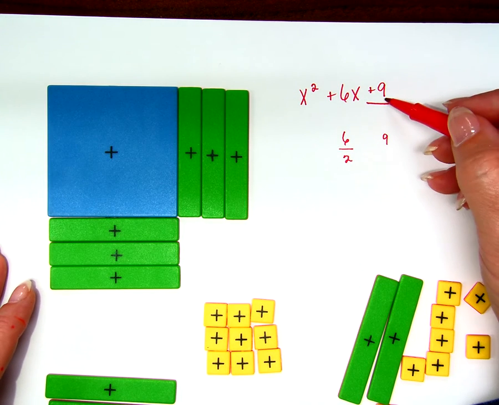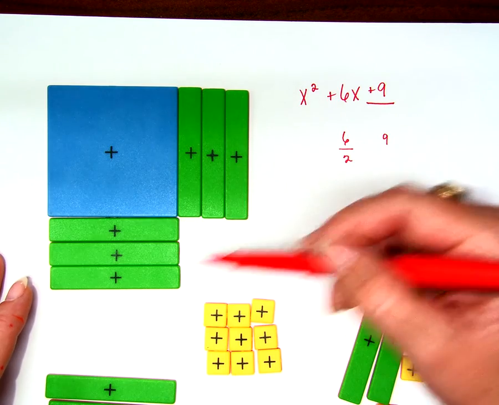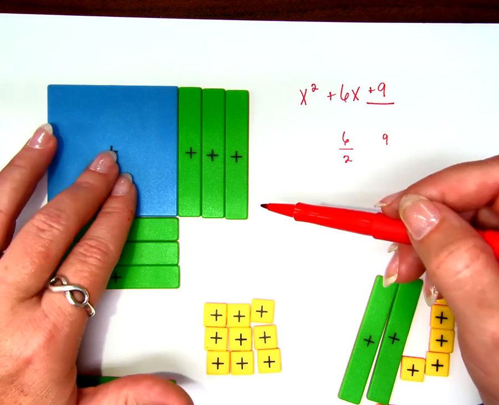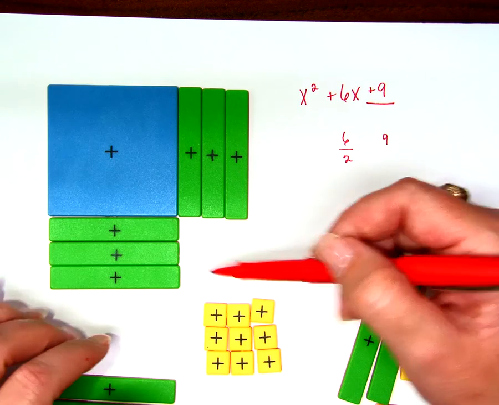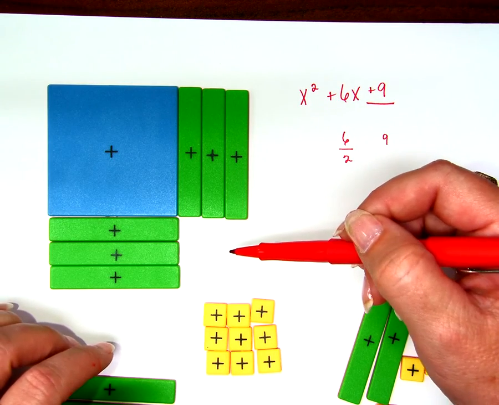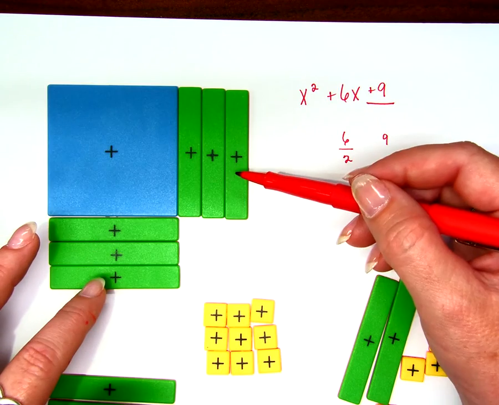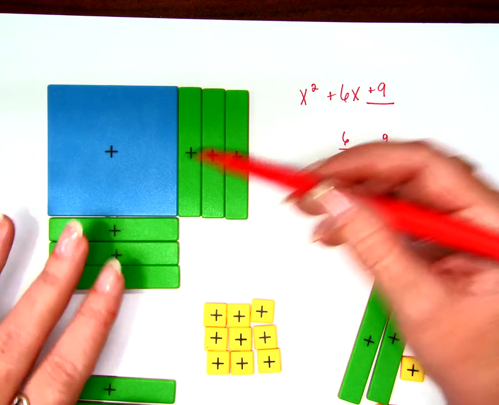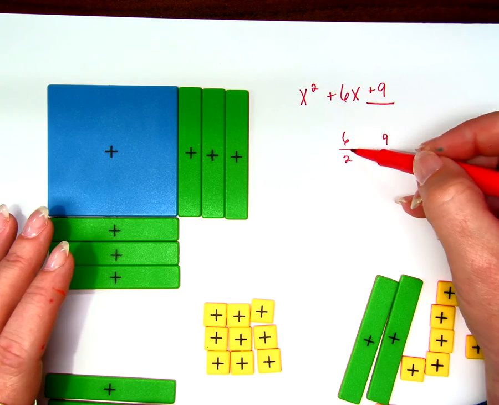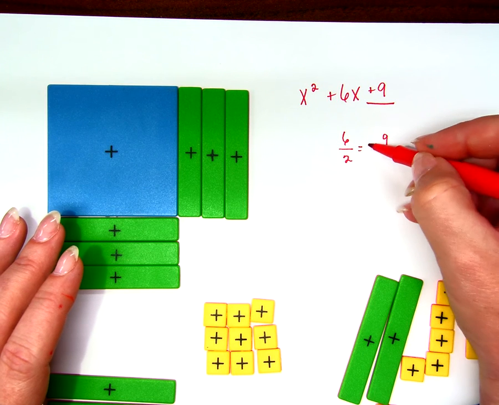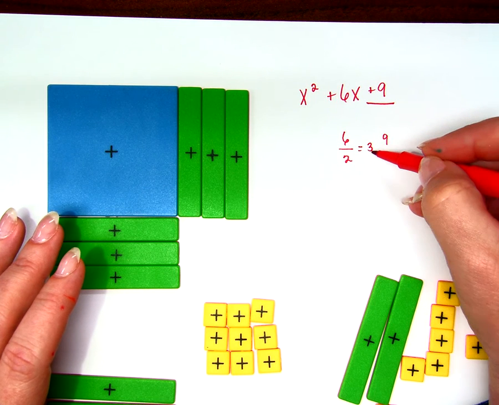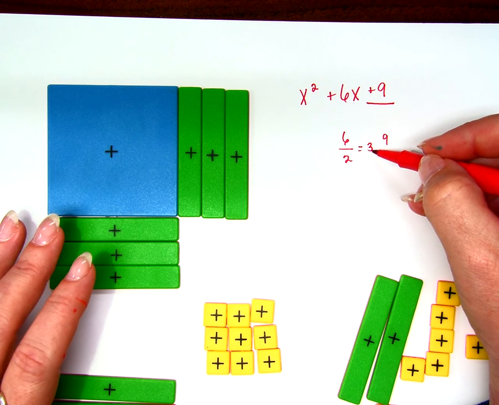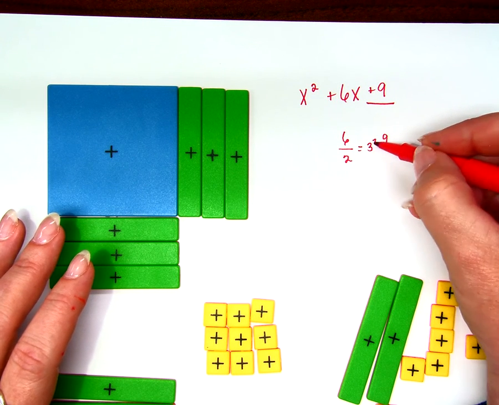But I'm not going to have my algebra tiles with me every day to be able to put a blue one out, put some green ones out, figure out how many yellows go there. Well, I've already taken my greens and divided into 2 so I can figure out how many go on each side. 6 divided by 2 is what? Could I get the number 9 from the number 3? By squaring it.